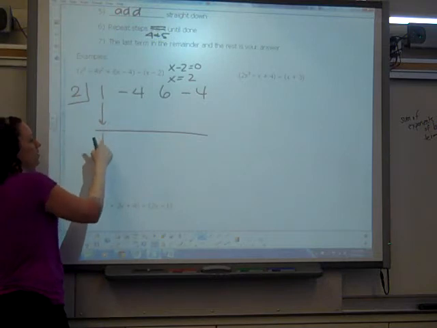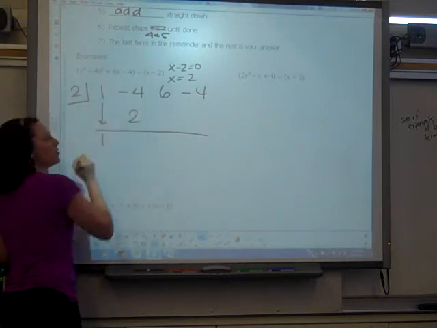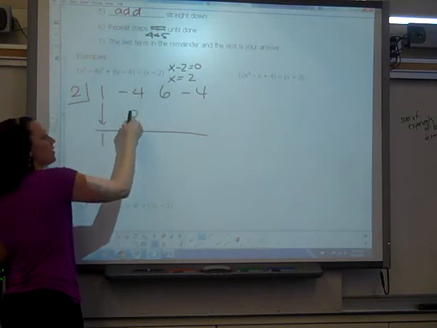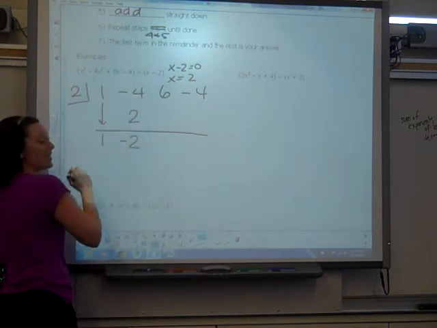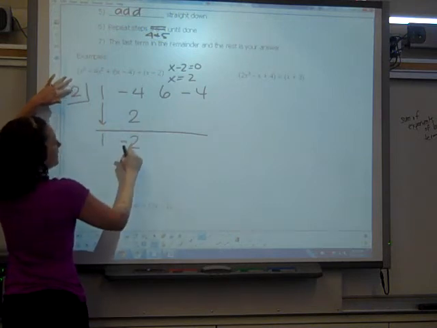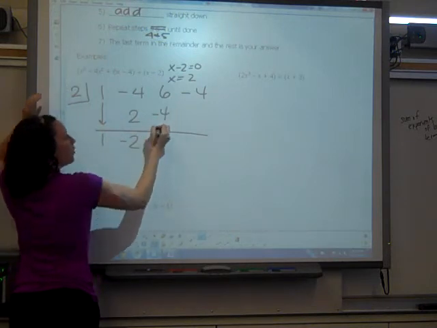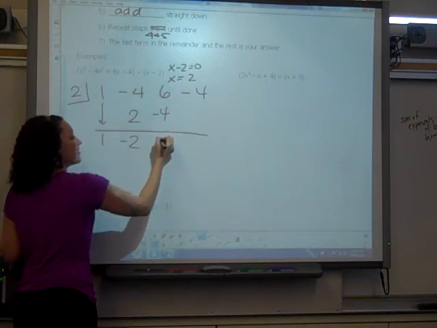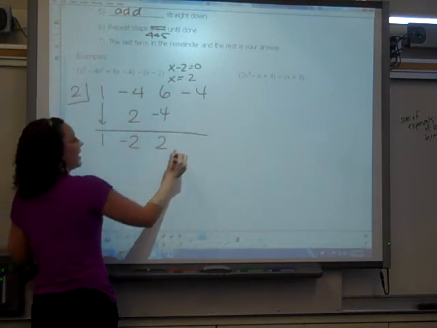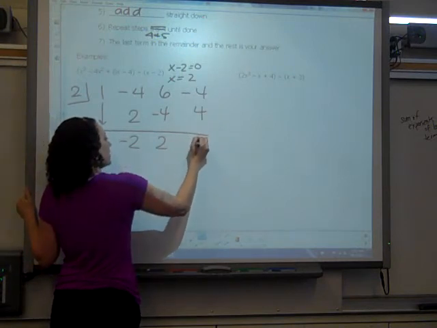Multiply by what's in the box. So 1 times 2 is 2. I add straight down. So negative 4 plus 2 is negative 2. I'm going to keep doing this process. I multiply to go diagonally. I multiply negative 2 times 2 to get negative 4. I add straight down. I multiply by what's in the box to go diagonally, and then I add straight down.